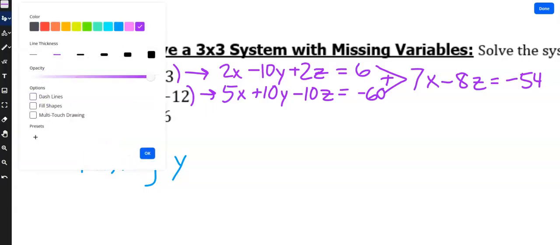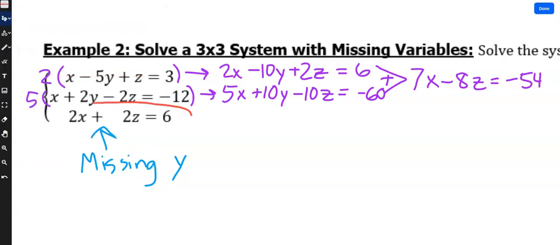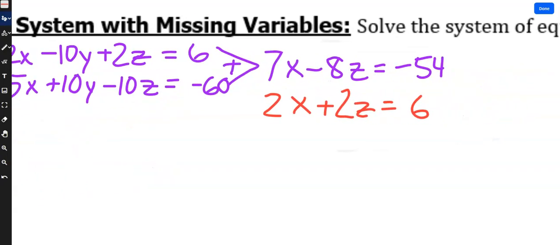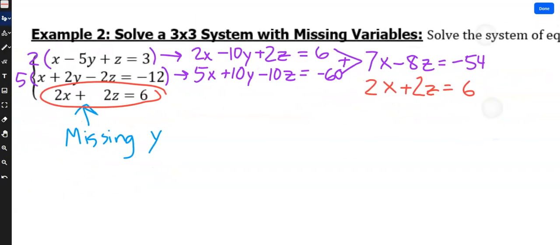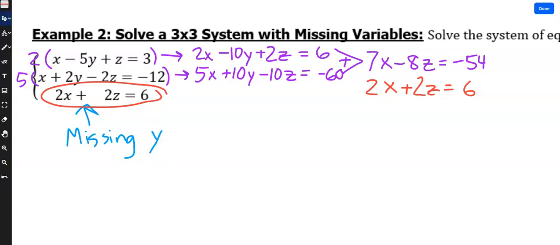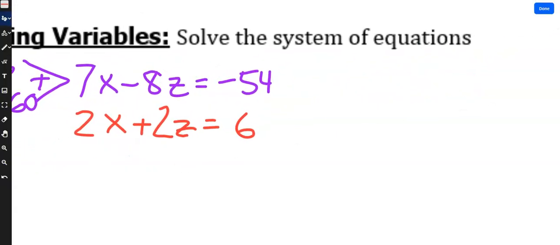Okay, so now you're saying, what do I do now? Well, that's where this equation comes in, because now I've got 2x plus 2z equals 6. And now I have to focus all my attention on these two equations. So the big goal I need you to understand is when there's a missing letter, that's forcing you to take the remaining two equations and solve for that and get rid of that variable. So they wanted me to get rid of that variable right there in those two equations so we could get to this situation right here.